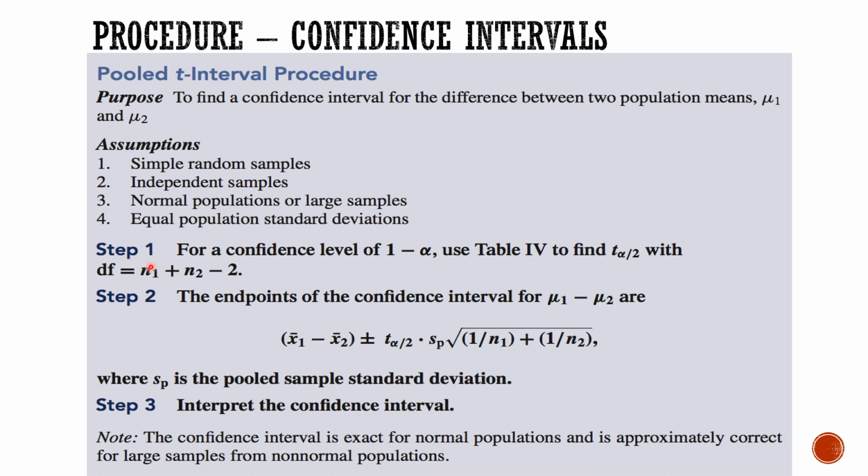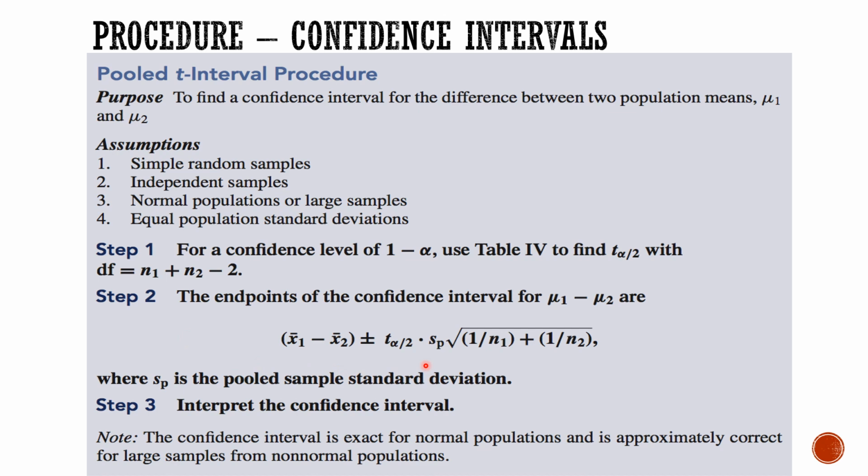So the first step is to find the value of t of alpha by 2. We have to split our alpha into 2 because this is a confidence interval, and a confidence interval spans both sides of the center point. And the DF we are going to use to find t of alpha by 2 is DF equals n1 plus n2 minus 2. That is the DF pertaining to two population mean studies.